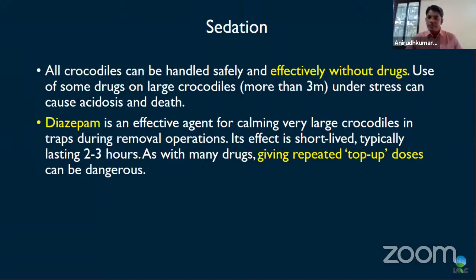The rule says that there has to be a veterinary doctor when such translocations are performed. I don't think so, in India, in Gujarat, such things are followed.